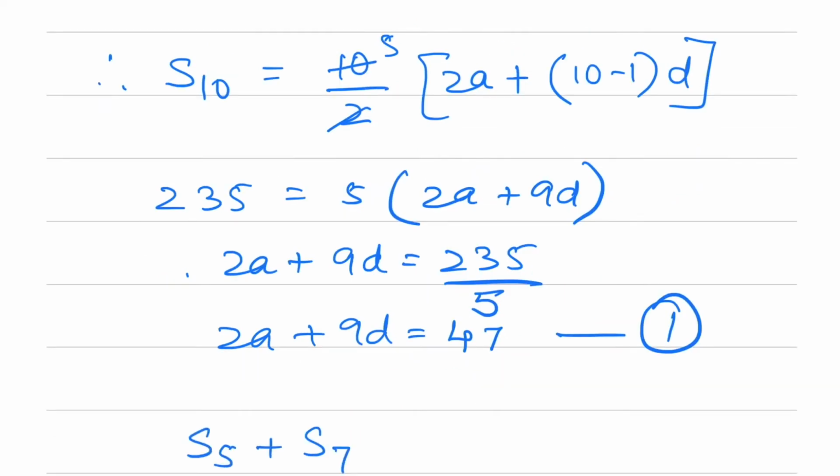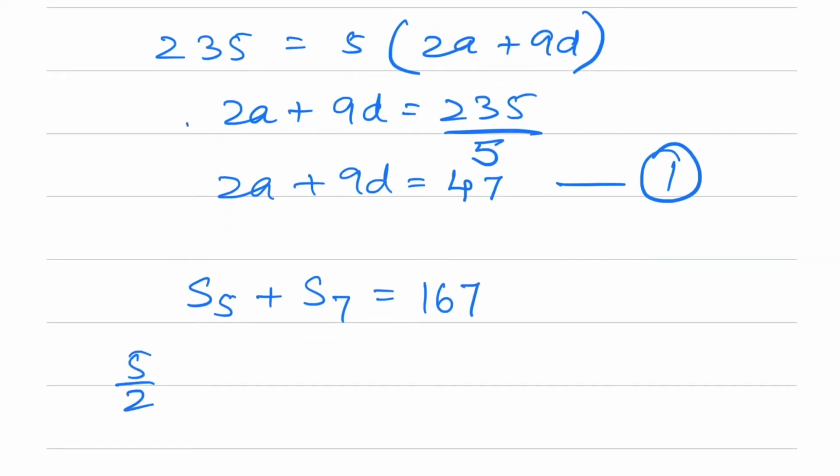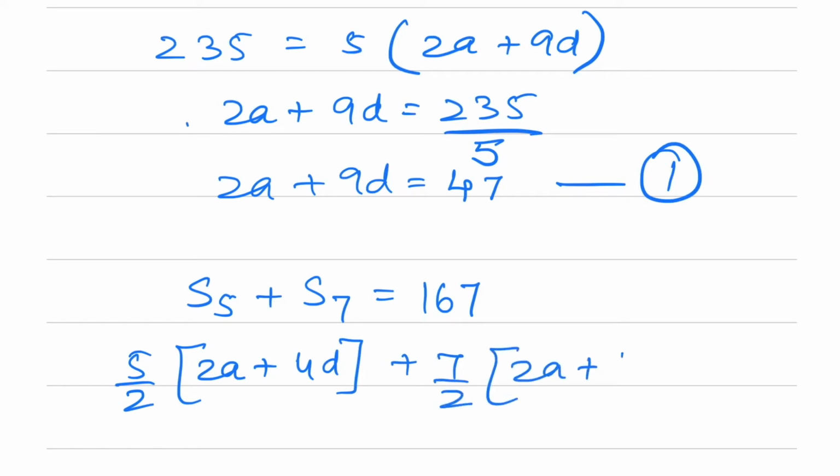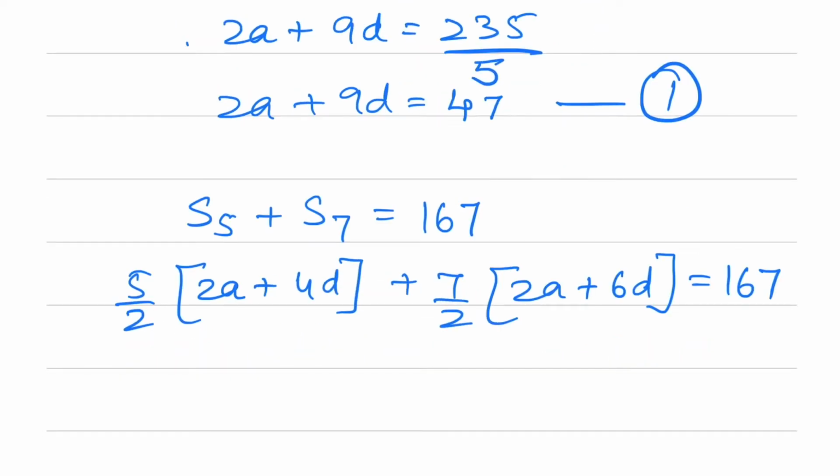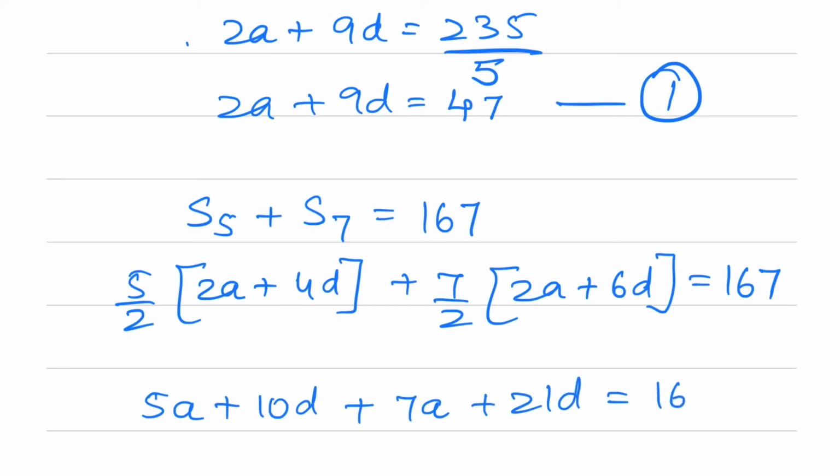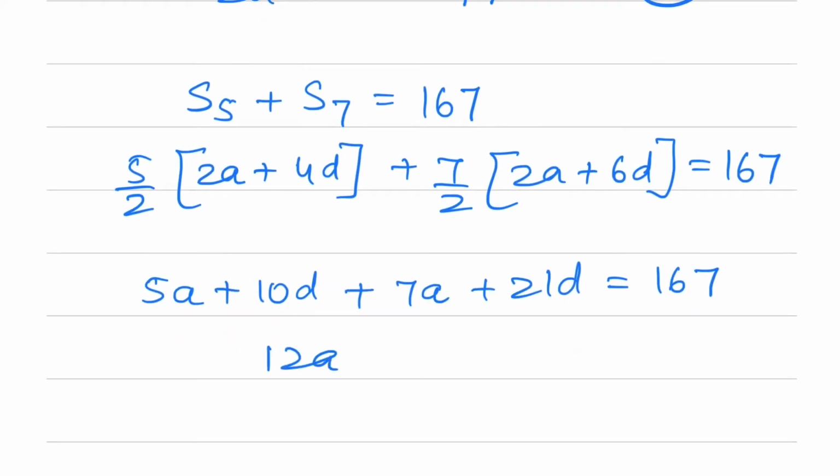So this is my first equation. S5 plus S7 is equal to 167. So we have 5 by 2 into (2a plus 4d), that is 5 minus 1, plus 7 by 2 into (2a plus 6d) is equal to 167. 2 is common here, so 2 will get cancelled, and we get 5a plus 10d plus, here also we have 2 common, so 7a plus 21d is equal to 167. Now 12a plus 31d is equal to 167. This is my second equation.